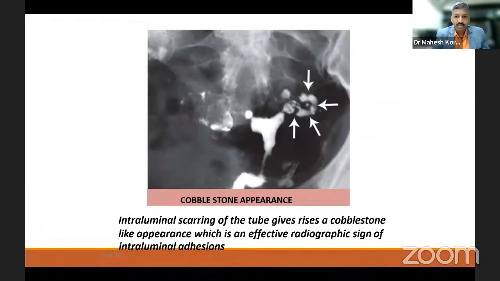And this is a cobblestone appearance. Can you see the stone-like structures here, cobblestones like pebbles here? Again, one more feature of tuberculosis. You can see here again there is a localized spill with peritubal adhesions on the right and cobblestone on the left. It shows intraluminal and peritubal adhesions.